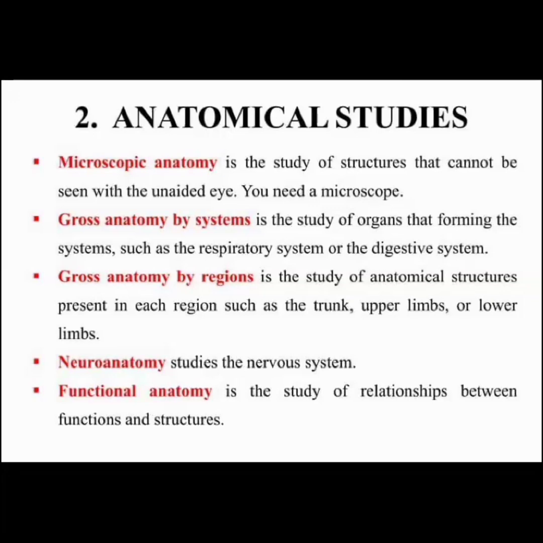The third anatomical study is gross anatomy by regions. It is the study of anatomical structures present in each region, such as the trunk, upper limbs or lower limbs. Next, the fourth one is neuroanatomy. This is the study of the nervous system. Next is functional anatomy. It is the study of the relationship between functions and structures.